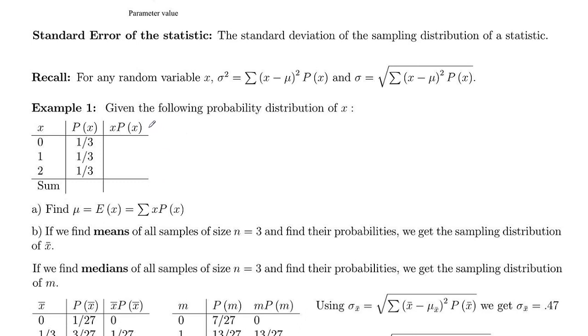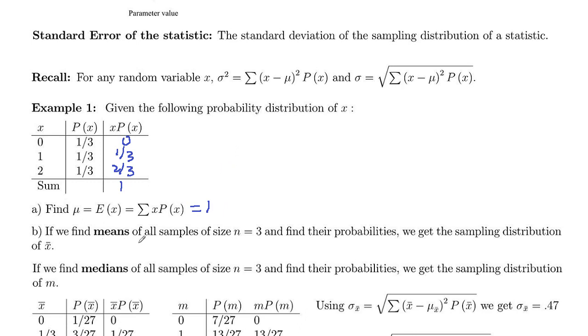So let's look at an example here. We're given the following probability distribution for a random variable x. It's got values of 0, 1, 2 in equal likelihood. They first want us to find the mean of that distribution, which is the sum of x times probability of x. So 0 times 1/3 is 0, 1 times 1/3 is 1/3, and 2 times 1/3 is 2/3. And we add those up, we get 3/3 or 1. So the mean of that distribution, or expected value of the random variable, is 1.